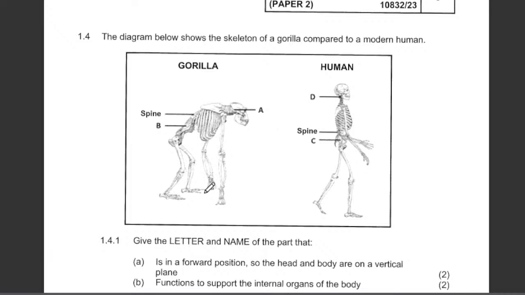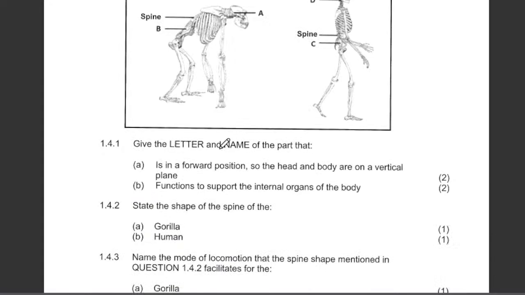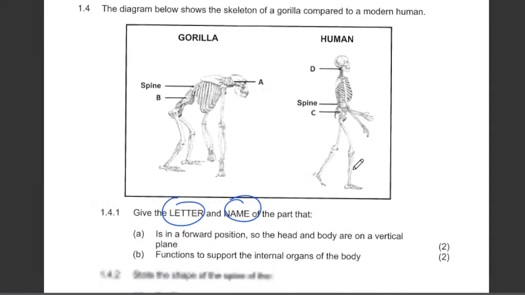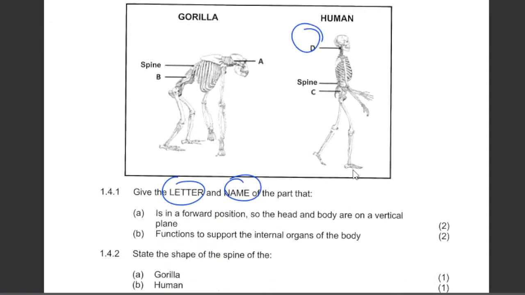Let's go to the next question. They're saying give the letter and the name of the part. They want two of them, this and this. Forward position is in forward position, and the head and the body are vertical. Yes, it is D. So its answer is D.